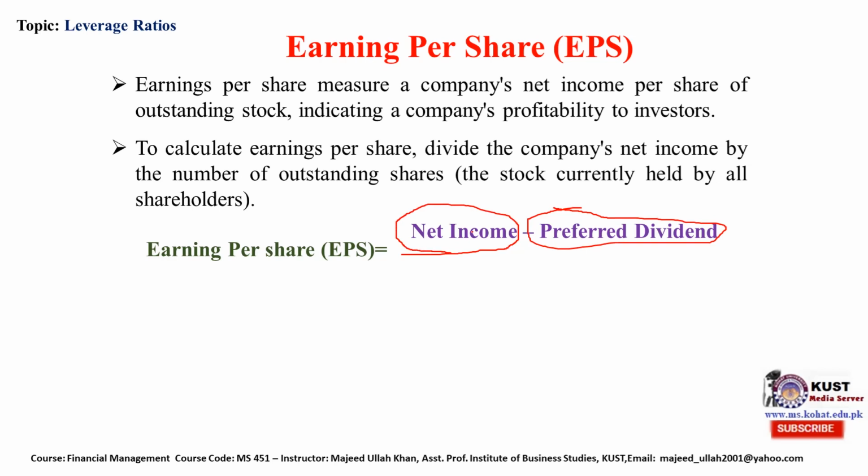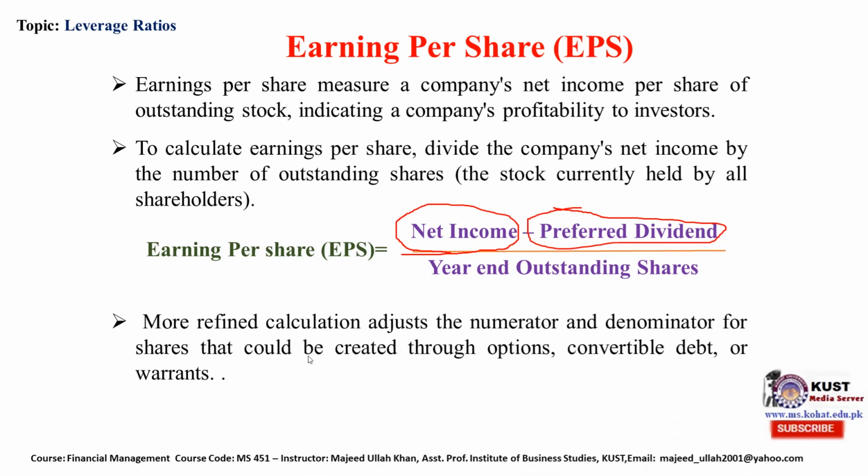So net income minus preferred dividend, what is left, will be divided by year-end outstanding shares. What does it mean? It means that net income, when reduced by preferred dividend, what is left for the common shareholders, will be divided by year-end outstanding common shares.